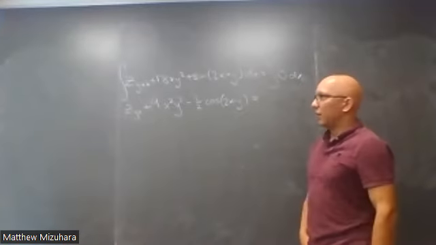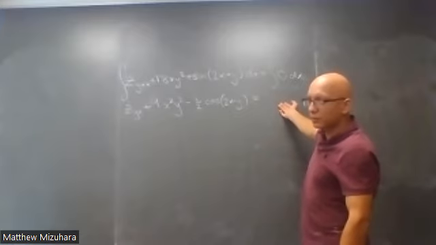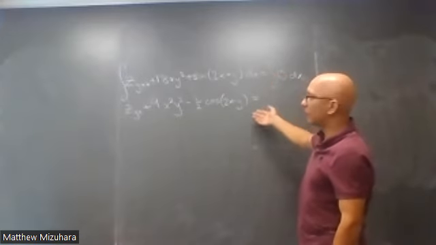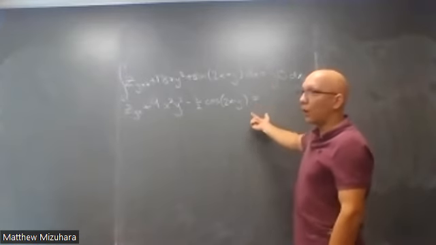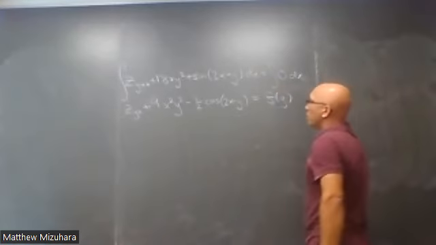This is all equal to the antiderivative of 0, which should be a constant. But of course, because I want to account for the fact that my constant might be a function of y, I'll say this is some unknown function f of y. Okay.